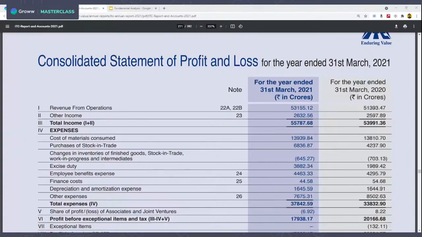So if you look at the revenue from operations, this is basically as of 31st March. Everything is in crores, so please read this because sometimes it's in lakhs, sometimes it's in INR million.